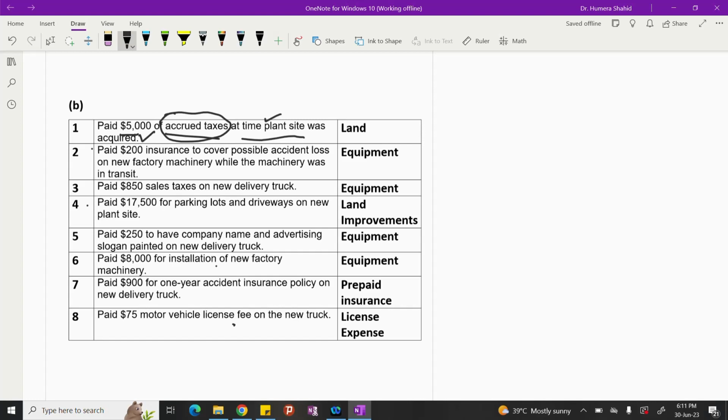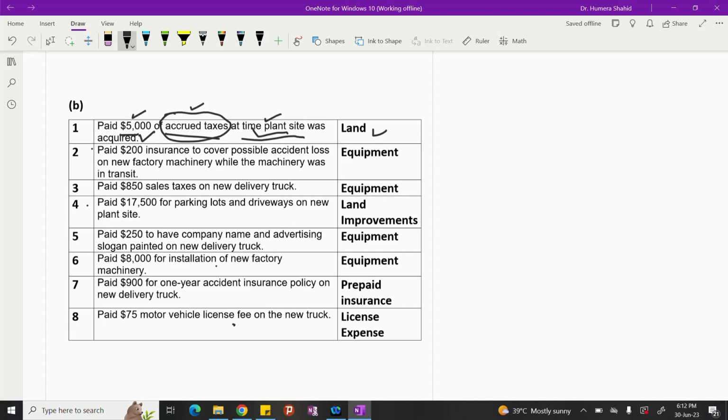We will not be able to use this plant site until and unless we pay all these taxes. So that's why these accrued taxes will be added to the cost of the land. So that's why we will be debiting the land account.